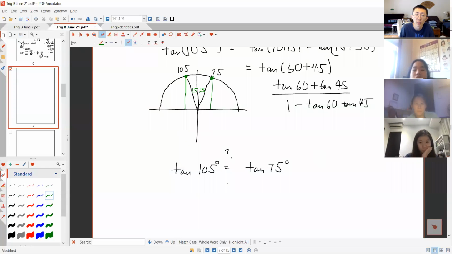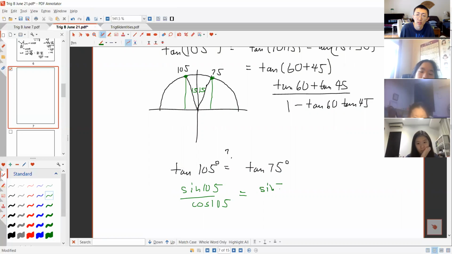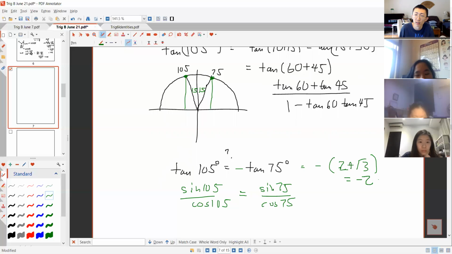Yep. So that means, if this is sine 105 over cos 105, the signs are the same, right? They have the same y coordinates. And the cosines are opposites of each other. So they're just negatives of each other. And earlier we found that tan 75 was 2 plus √3. So that means tan 105 is just negative that.